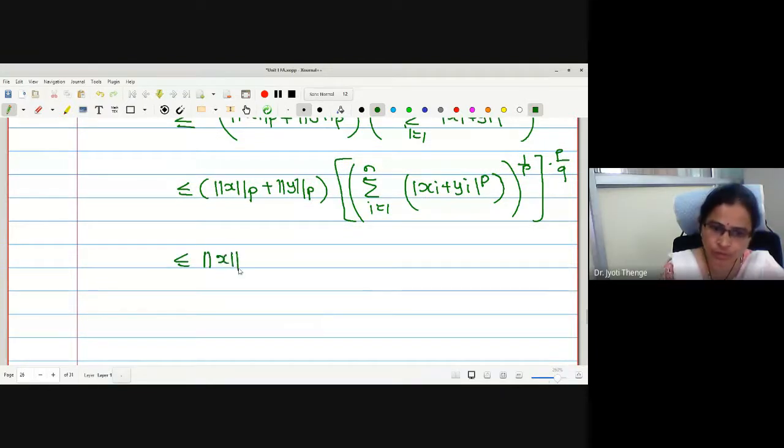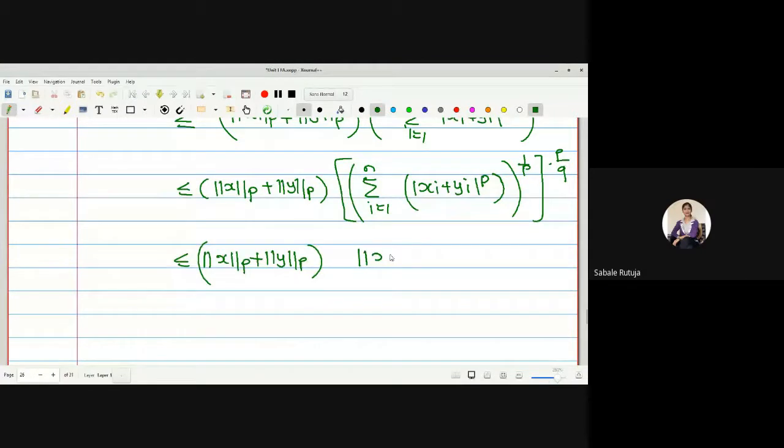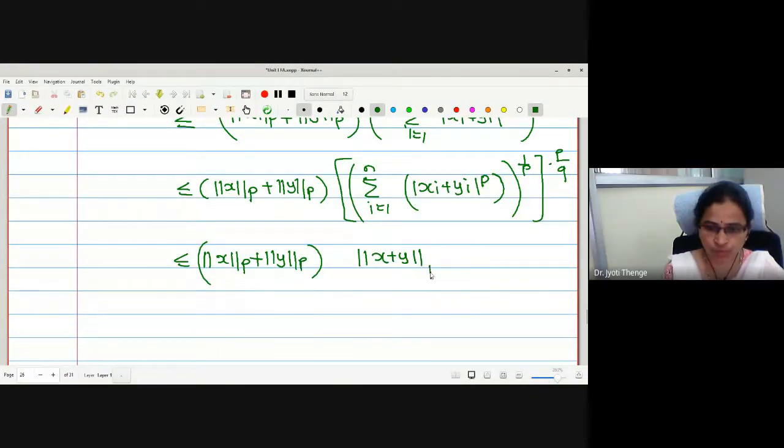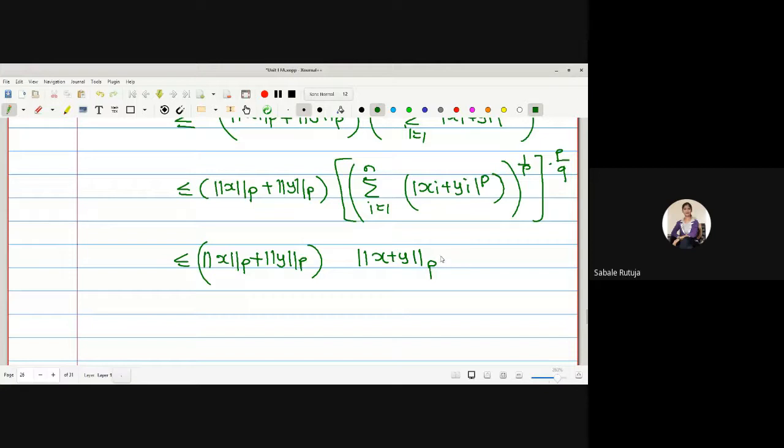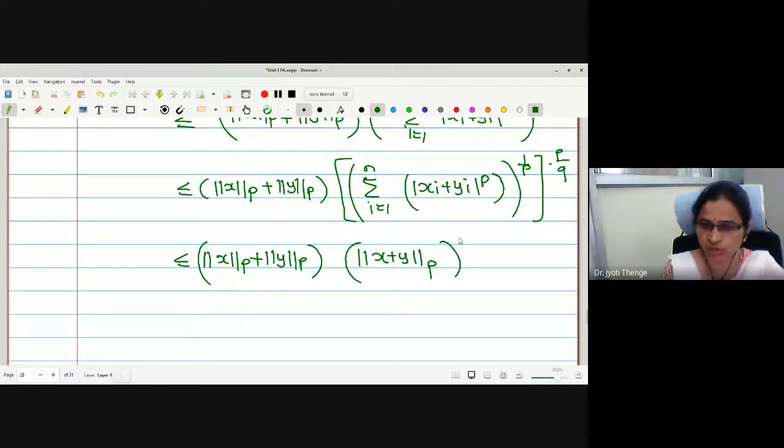Now we are about to finish. This is in one bracket. Now what about this middle bracket raised to p raised to 1 by p? Is it not norm p of x plus y now? Yes, ma'am. And what about the exponent? This is p by q. And what do we have on the left side? Norm p of x plus y raised to p.